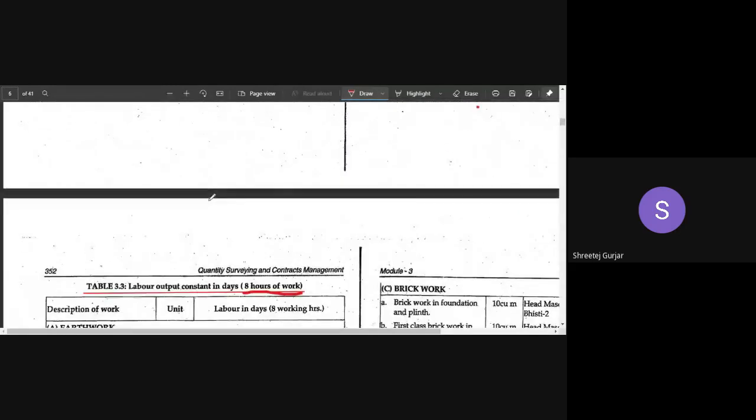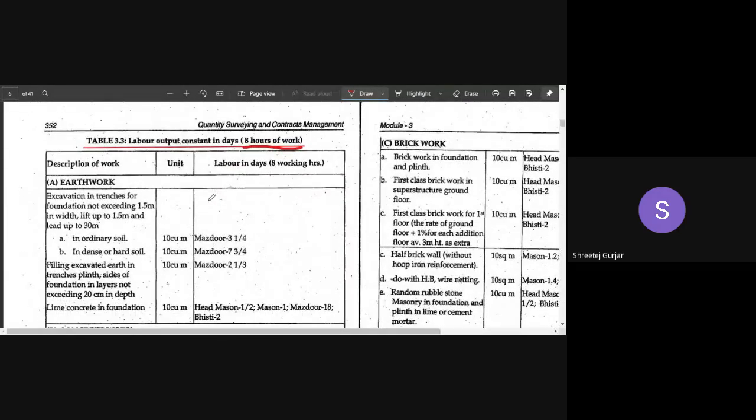Then we will look into what are the labors required in days, for your earthwork. If you are doing your earthwork manually, say you are doing a trench work, or foundation not exceeding 1.5 meter in width, and you have to dig for about 1.5 meter depth, meaning you have to lift your soil 1.5 meters.